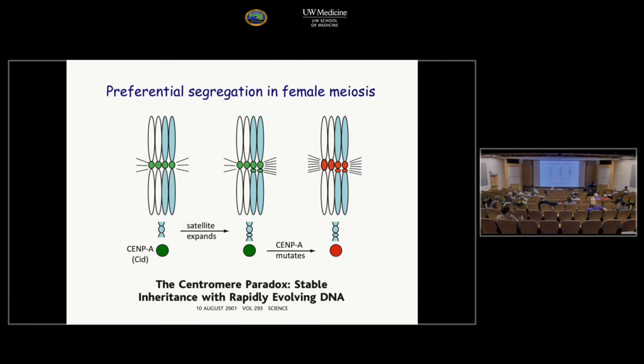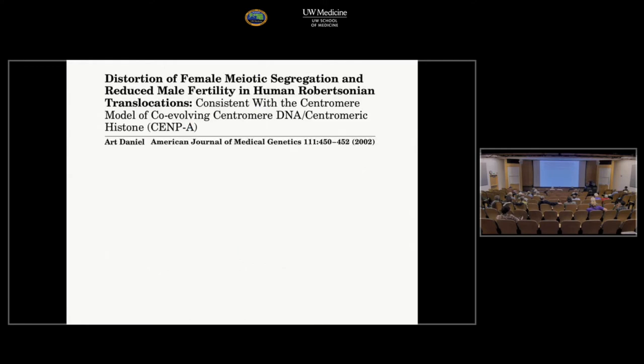In fact, we had actually pointed out that centromere drive is occurring in Robertsonian translocations, which are fusions between two acrocentrics, which happens quite frequently, and it was already known that it has an advantage over its acrocentric pairing partners. And Art Daniel then pointed out that, consistent with our proposal, there is a loss in male fertility.